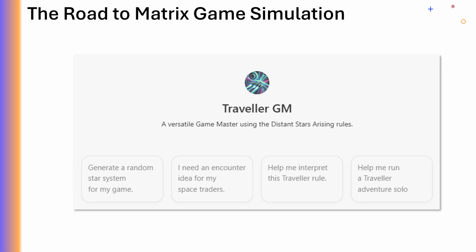So that got me thinking: rather than trying to use ChatGPT to run very rigid war games, why don't I have a look at how we could use it to run a far freer design of war game, such as a Matrix game.